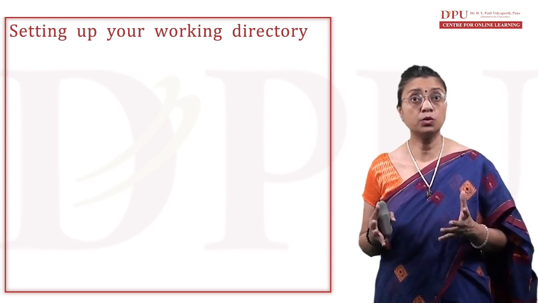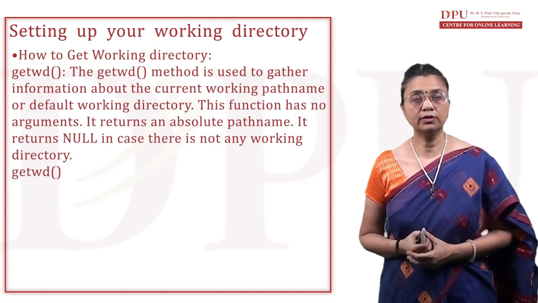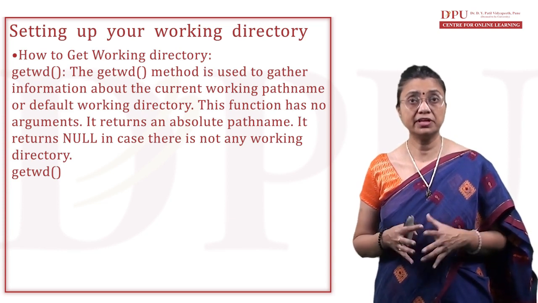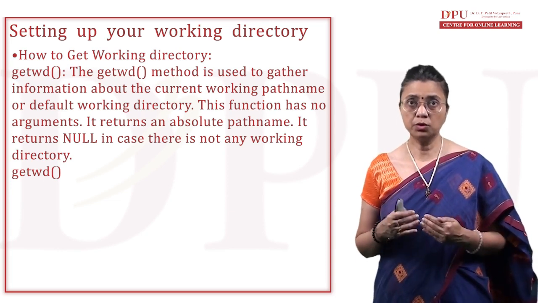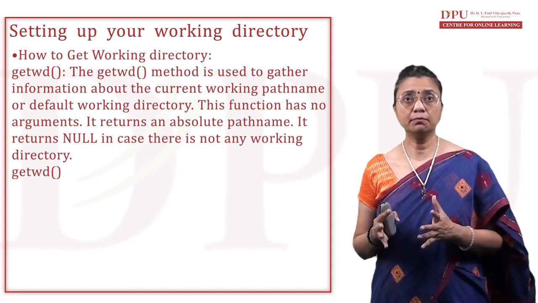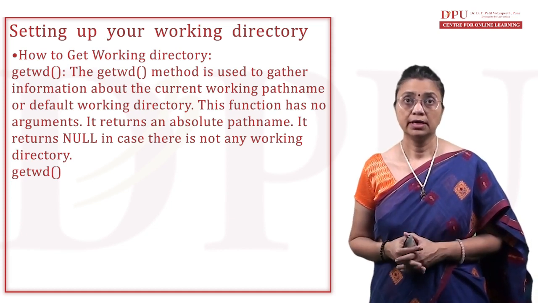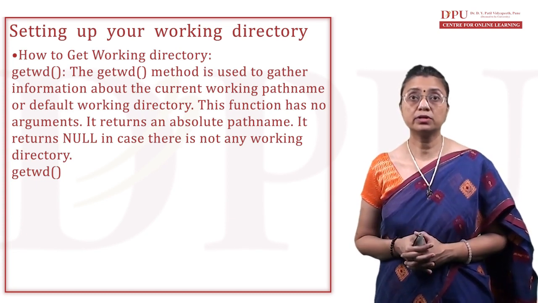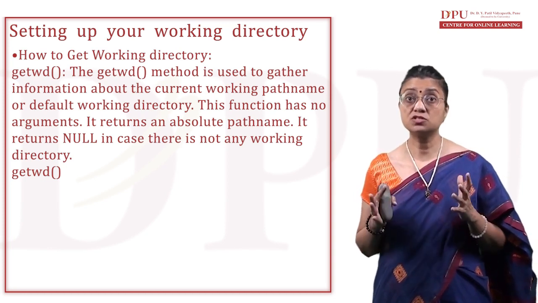Now the question is how to get the working directory, that is, how to reach the working directory. We all know that on our computer there are a lot of directories, and our files are saved in different directories based on the types of files we have. So how to get the working directory? We can use getwd, which is the get working directory function. This function is used to gather information about the current working path name or default working directory. This function has no arguments.